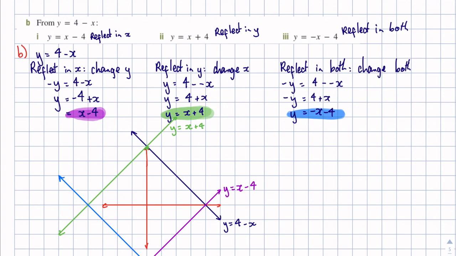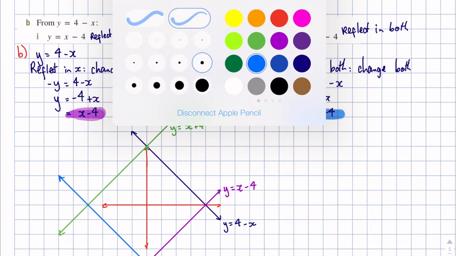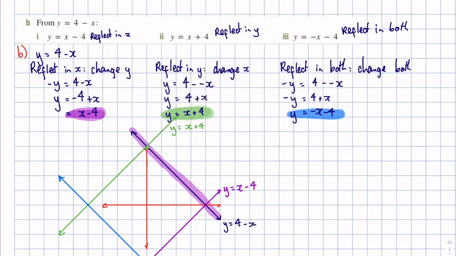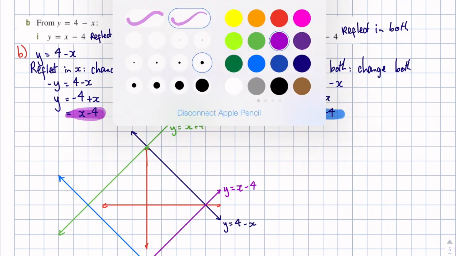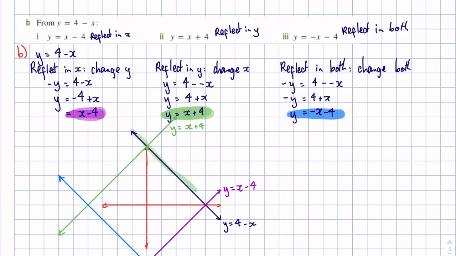So you can see, just to make it really obvious, if we were looking at our original and we're reflecting it in x, we're kind of doing a mirror and it's going upside down like that. If we're having a look at our original and we're reflecting in y, then it kind of goes sideways like that, the other way. And if we're reflecting in both, it just kind of goes down and reflects again.